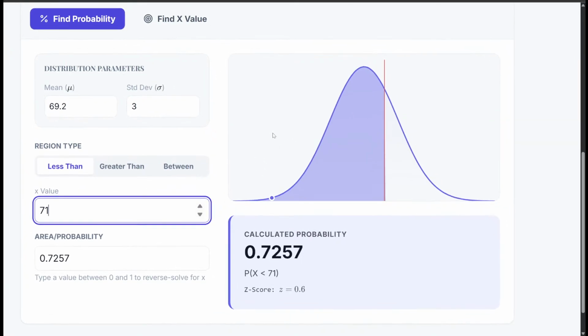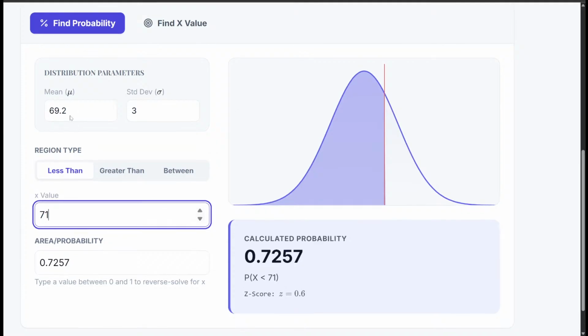So all you're going to use is this, find probability, put in the mean and the standard deviation for what you are, and then you're going to use less than and put in your height. So I'm in the 72nd percentile for my height.